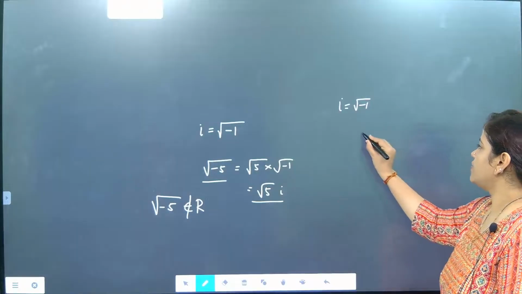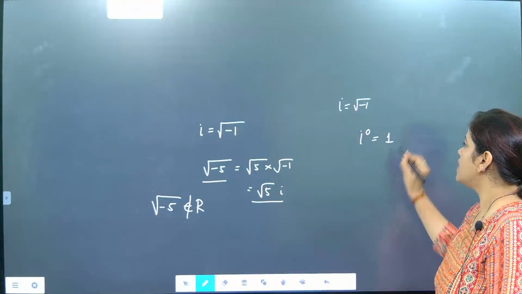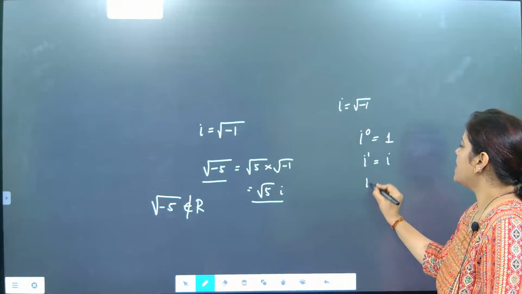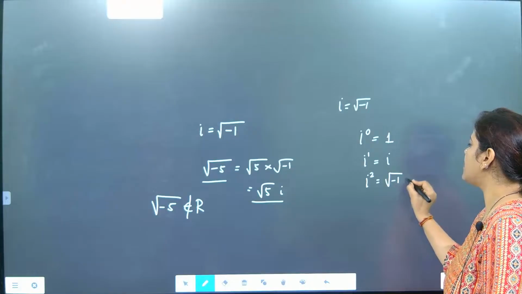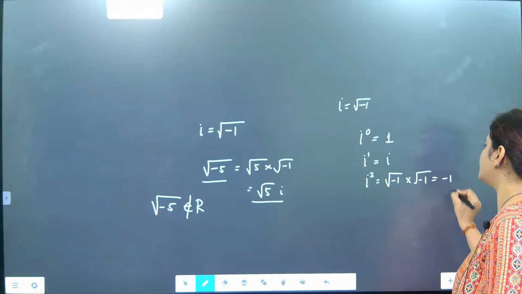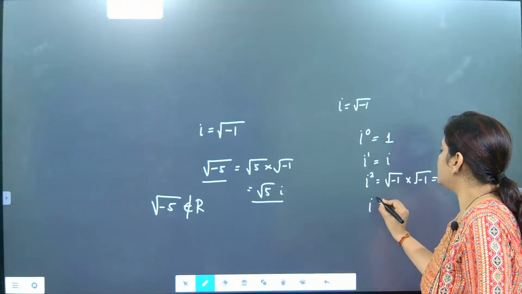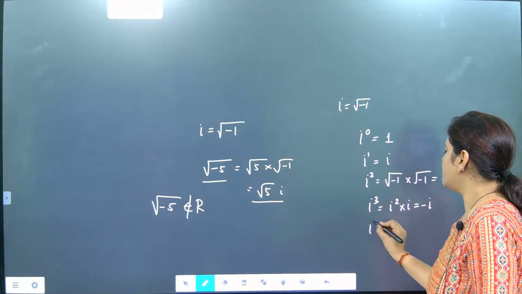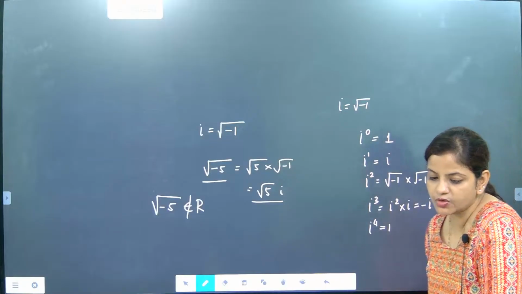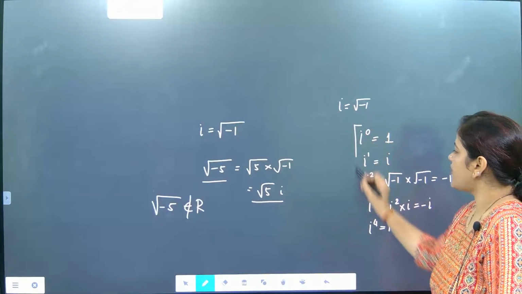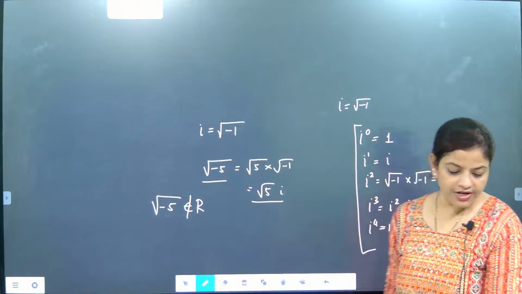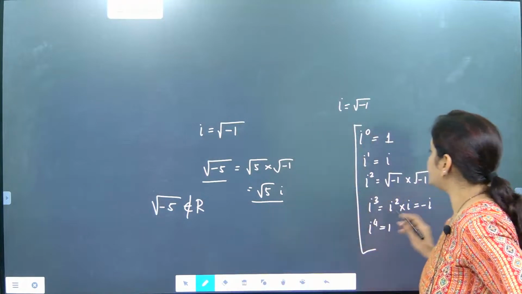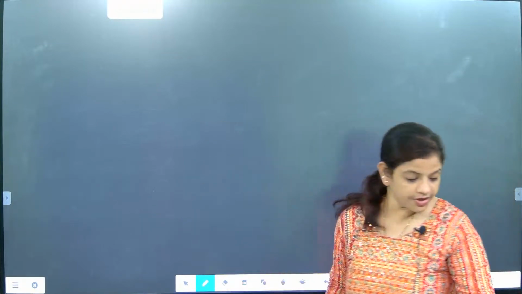Now certain values of iota: if somebody writes iota to the power 0, the answer is 1. Iota to the power 1 is iota. Iota to the power 2 means root under -1 into root under -1, which is -1. Iota to the power 3 means i square into i, which becomes -i. Iota to the power 4 is 1. These are the values with which we are going to solve questions. We will solve some questions related to iota.